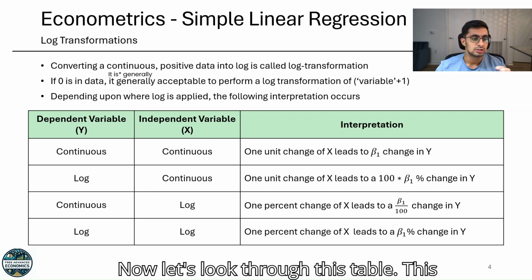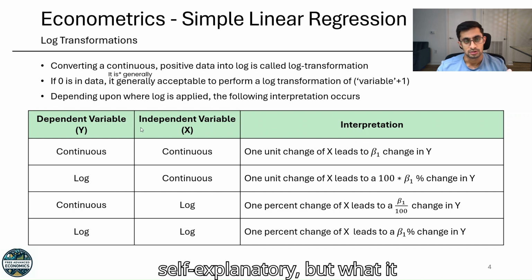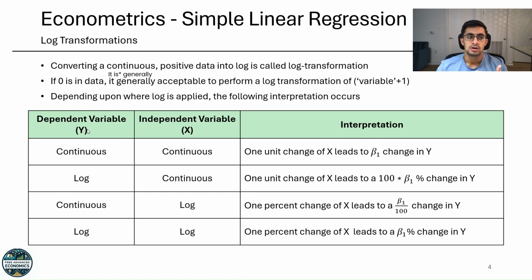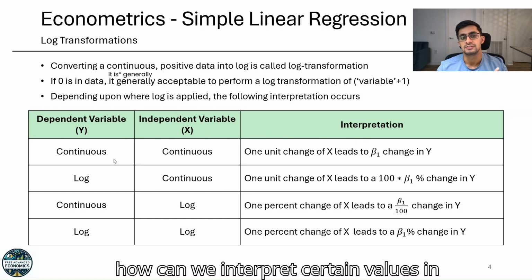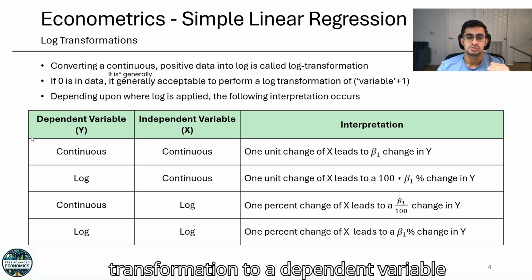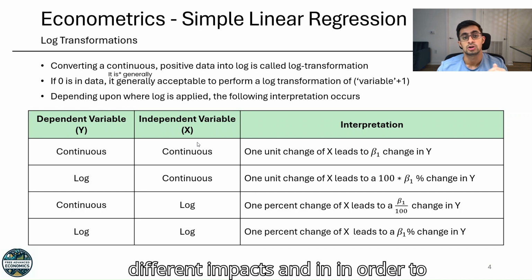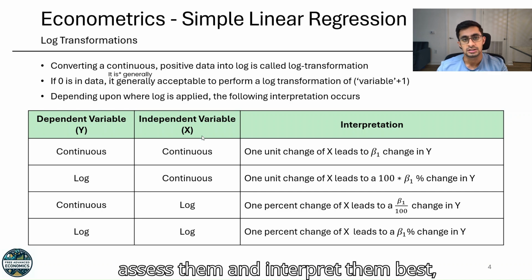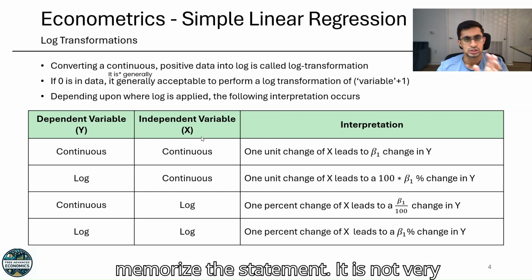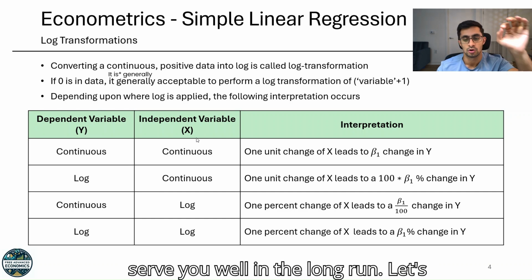Now, let's look through this table. This table is fairly self explanatory, but what it does tell you is a lot about how we can interpret certain values in this process. When you perform a log transformation on a dependent variable versus an independent variable, it has different impacts. And in order to assess and interpret them best, it is important to just learn and memorize this table. It is not very complicated, but just memorize it. It'll serve you well in the long run.